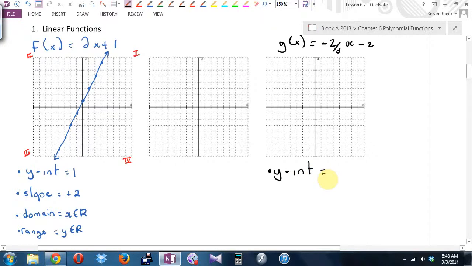What's the y-intercept here? Negative 2. What's the slope here? Negative 2/3. If we were to graph this, we would put a dot at negative 2. We would go down 2 over 3, down 2 over 3, and then we can back count like that.